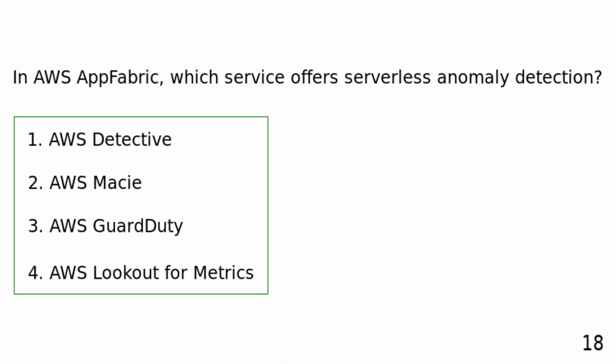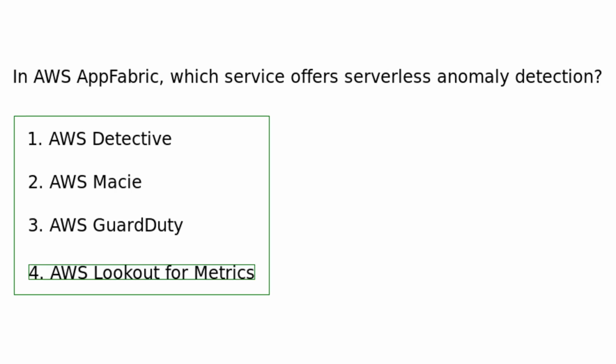AWS Detective, AWS Macie, AWS GuardDuty, AWS Lookout for Metrics. AWS Lookout for Metrics in AppFabric is a serverless service that uses machine learning to detect anomalies in metrics, helping identify issues in serverless applications.